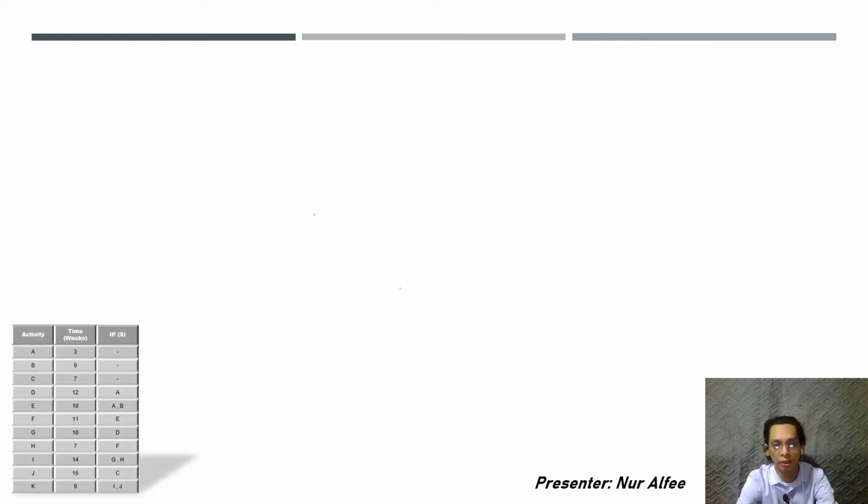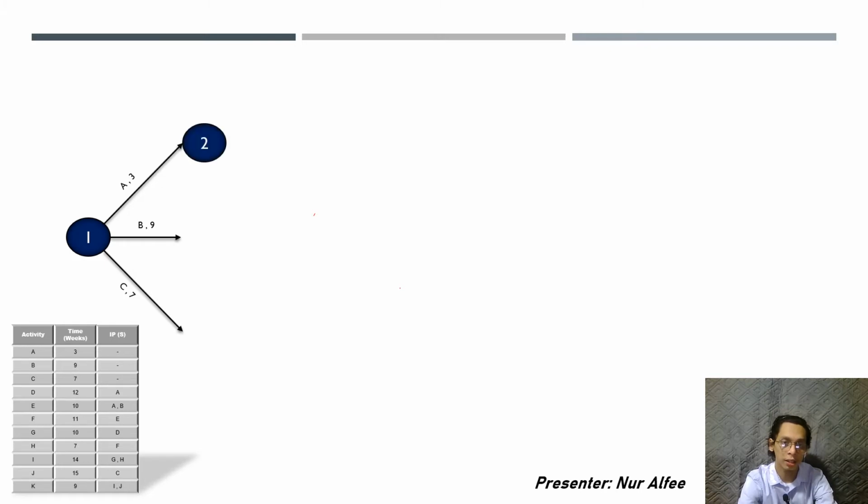As you can see on the table, we have 11 activities. The first three activities, A, B, and C, have no predecessor. So we're going to start with the first event, which is the first node. We draw it like that, with three activities: activity A with 3 weeks, activity B with 9 weeks, and activity C for 7 weeks. For activity D, the predecessor is activity A, so we draw the second event up there, event 2, with activity D for 12 weeks.